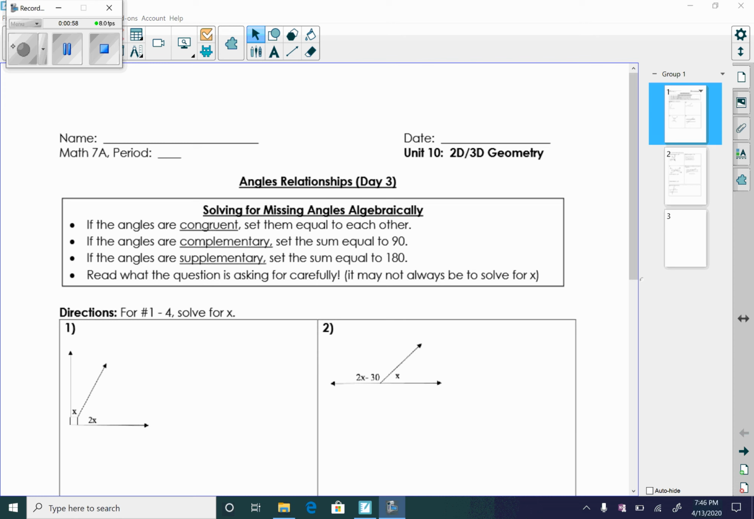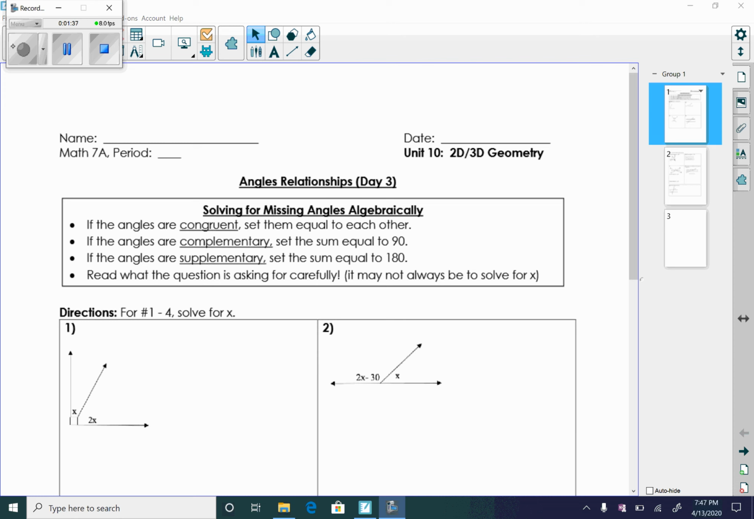If we look at a diagram and we see that the angles are complementary, then we're going to add the angles together and set that sum equal to 90 degrees. If we see that the angles are supplementary, we're going to add the two angles together and set the sum equal to 180. The last bullet says, read what the question is asking for carefully. It may not always be just to solve for x. And we'll get to that on the second page, but for now, for questions 1 through 4, we're just writing an equation to solve for x.